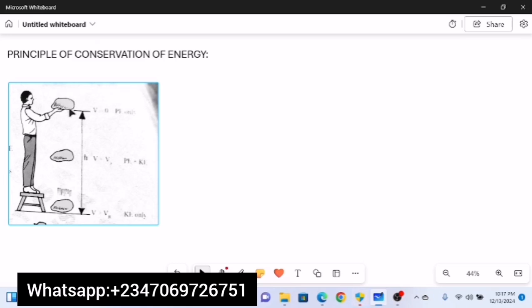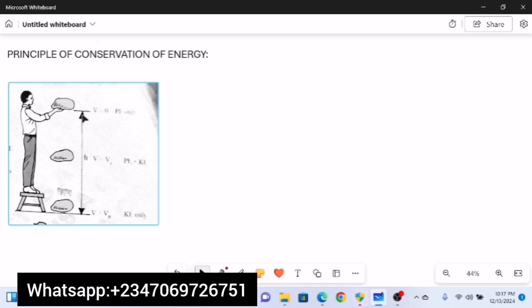But since this object is at rest and not moving, it means it does not have kinetic energy. So at this position, kinetic energy is 0, and the maximum energy which we have here is simply what? Potential energy. Now let's say this object falls a certain height, as can be seen here.